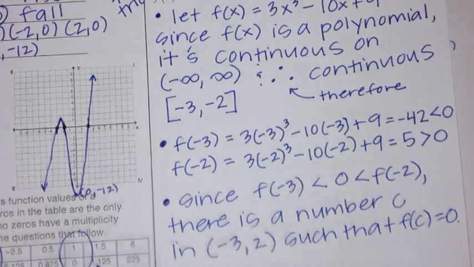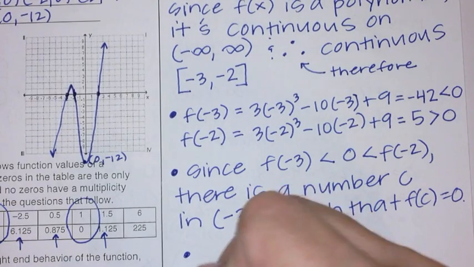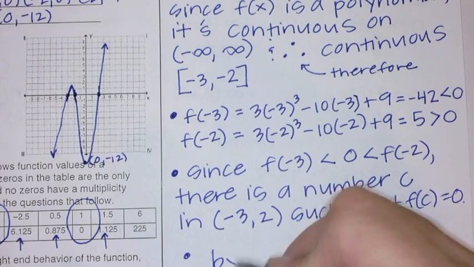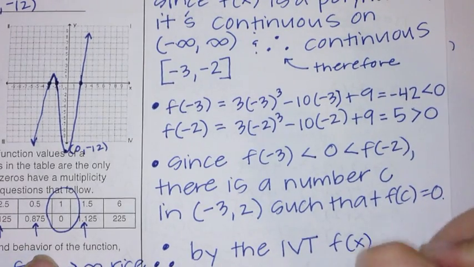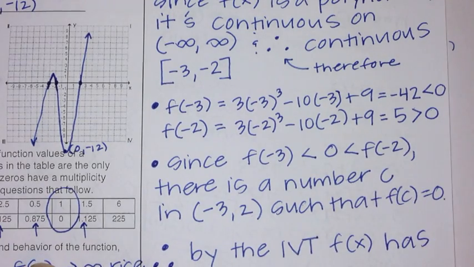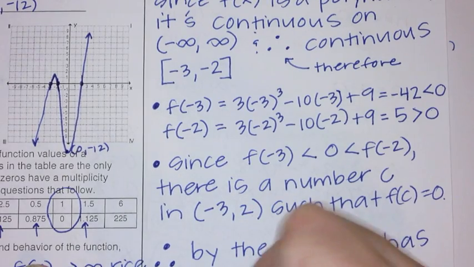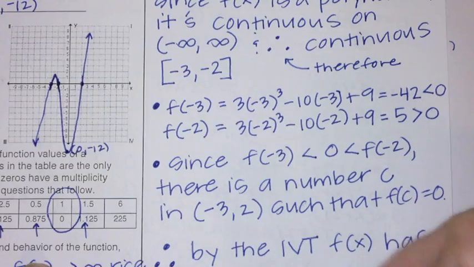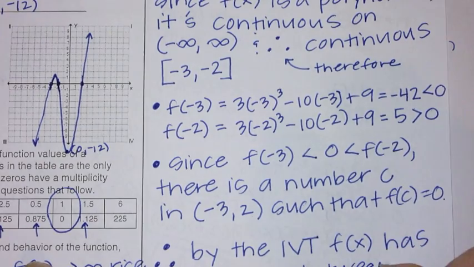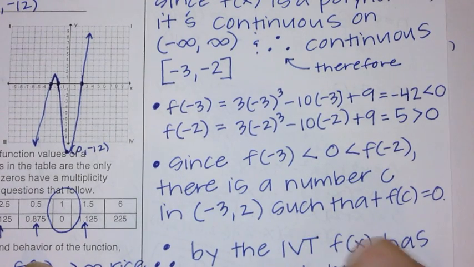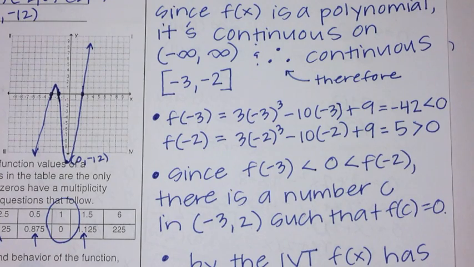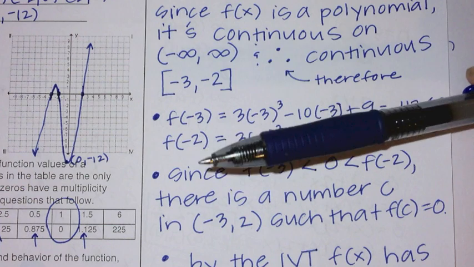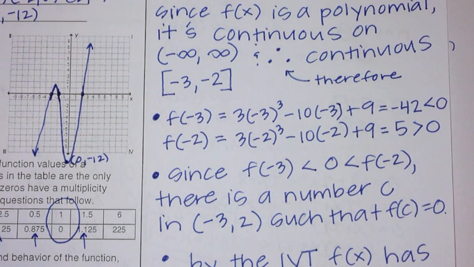Your very last step is to say, therefore, by the IVT, f of x has a real 0 between -3 and -2. So again, the problem on your test, you have to spell this out. So if this doesn't make sense to you, it's one of those situations where you just have to memorize it.